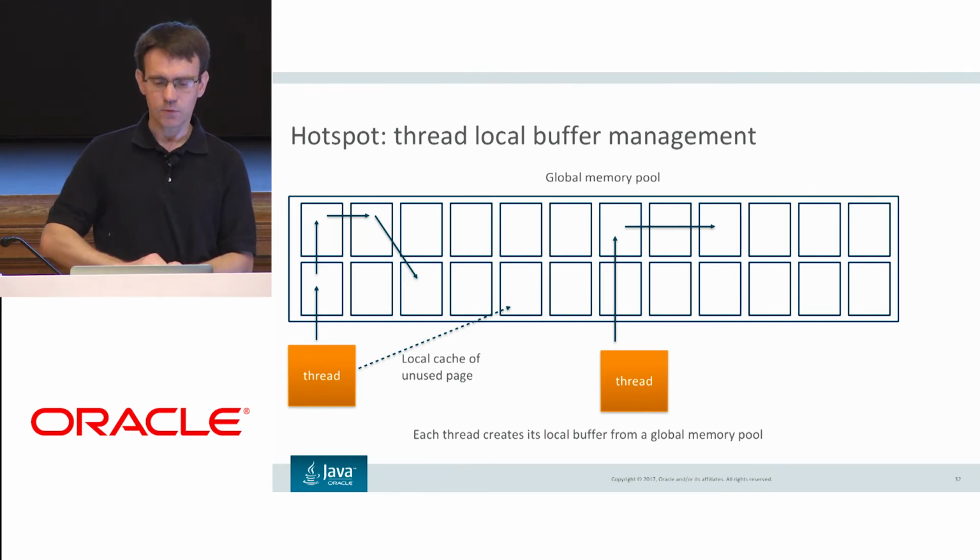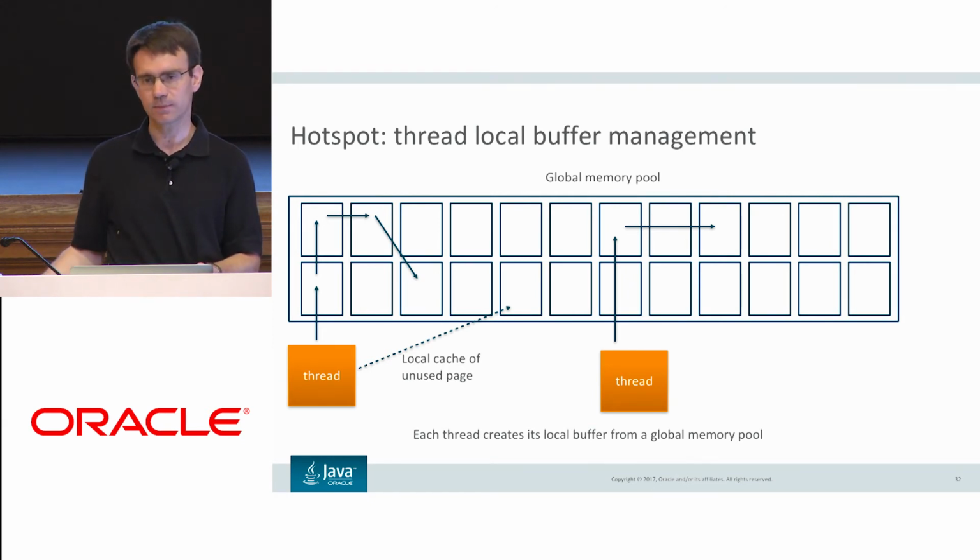If all the pages from the global pool have been used and a thread tries to get a new one, it will get a failure and the value cannot be buffered. So we just fall back to allocating it in the Java heap.